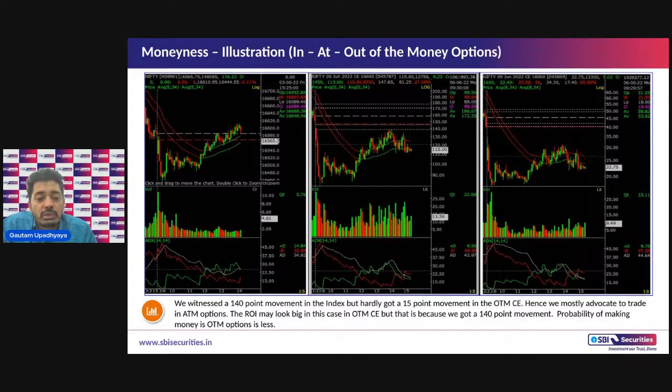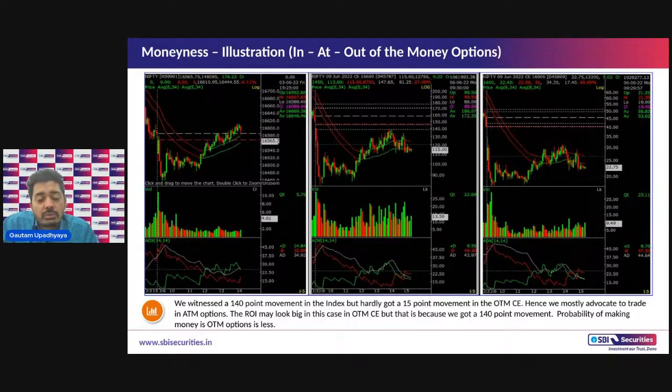So what we are trying to capture is, if you are a scalper, अगर आप scalper हो, you are basically trying to capture the maximum option premium, and that's best captured when you do trading in at the money options rather than deep in the money or out of the money options. So that's what I basically wanted to highlight in this particular slide.